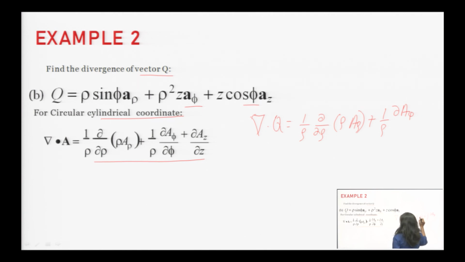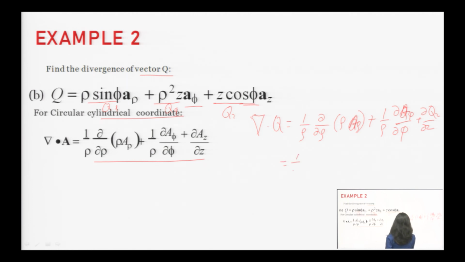In place of a we will write q here, and here also q, d phi. Similarly, here will be d qz by dz. This term is the q rho, this term will be q phi, and this term will be qz.